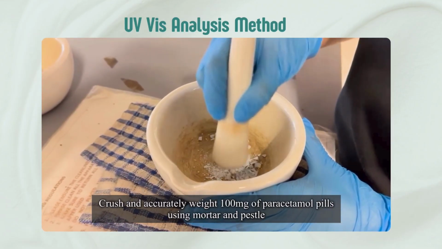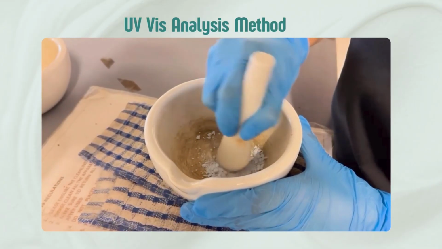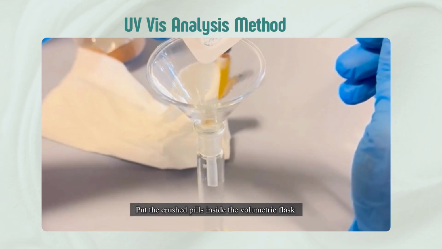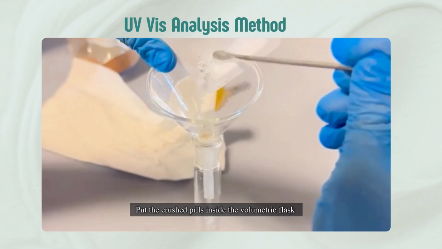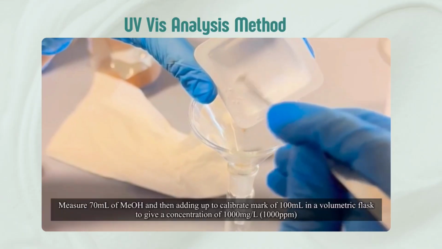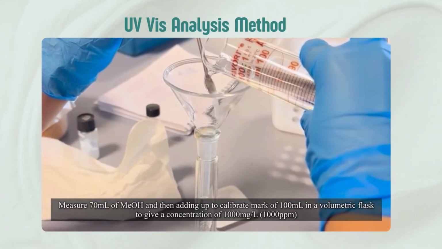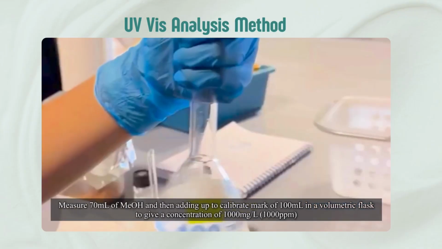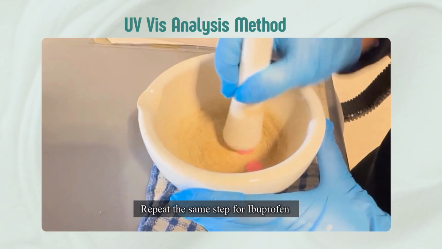Crush and accurately weigh 100 mg of paracetamol pills using a mortar and pestle, and then put the crushed pills inside the volumetric flask. Measure 70 ml of methanol and then add up to the calibration mark of 100 ml in the volumetric flask to give a concentration of 1000 mg per liter, or 1000 ppm. Repeat the same steps for ibuprofen.